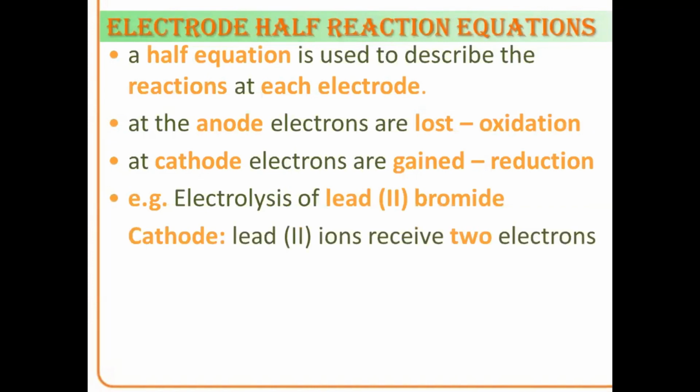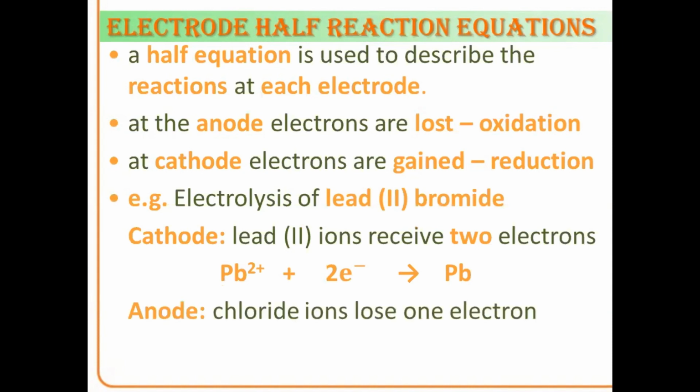Now, let's look at the example of the electrolysis of lead(II) bromide that we looked at as our first example. At the cathode, lead(II) ions receive 2 electrons. So our equation is going to look like this: Pb2+ plus 2 electrons gives Pb. And at the anode, the bromide ions lose 1 electron. So each ion will lose 1 electron, and this is what our reaction will look like. You need to remember that bromine is a diatomic element, so it's going to form Br2 molecules.